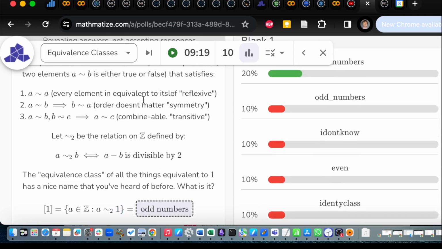And you can check that this satisfies all three of these things. Every number is equivalent to itself, right? Because a minus a would be 0. 0 is divisible by 2.